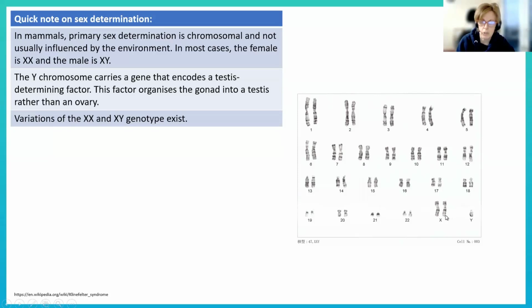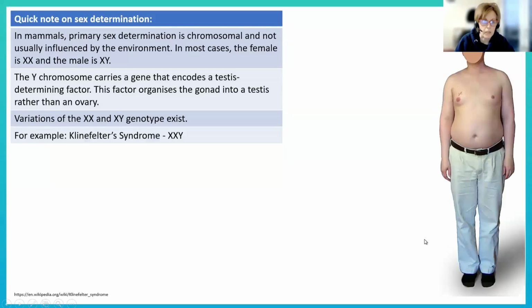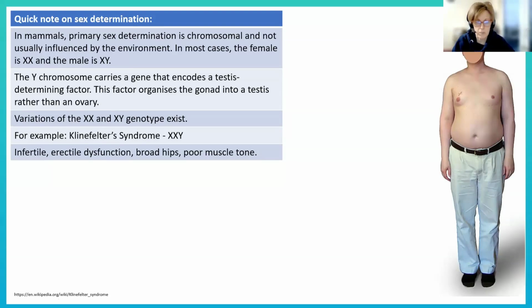So they have an additional X chromosome here. So that's an unusual phenotype. This is known as Klinefelter syndrome, and you can see an individual here with Klinefelter syndrome. They are considered male because they have a Y chromosome, but they are infertile. They have erectile dysfunction and quite a female body shape. So broad hips, almost breast development, not to the extent you'd see in an adult female, but not a typically male chest pattern, poor muscle tone that you'd normally expect to see more pronounced in a male.